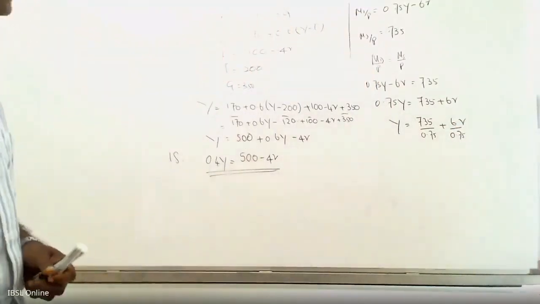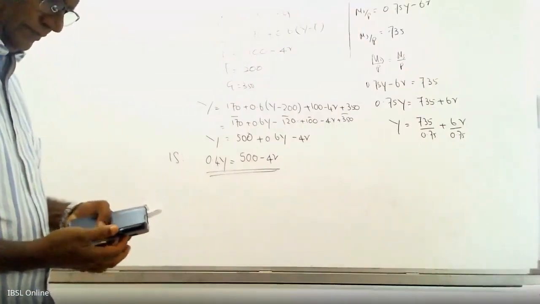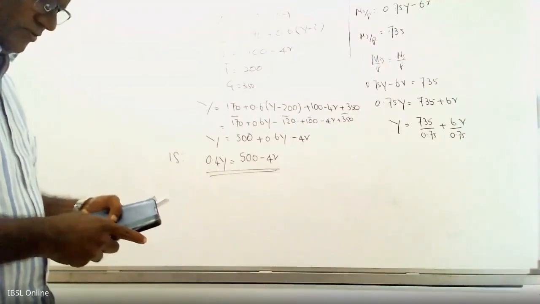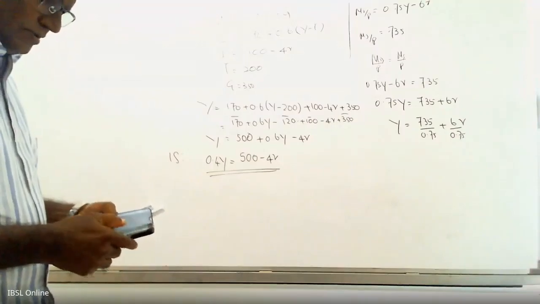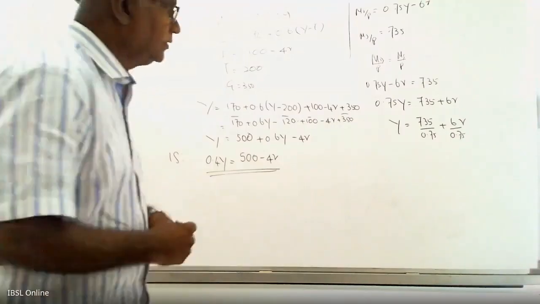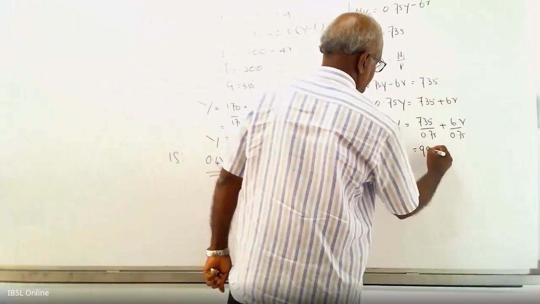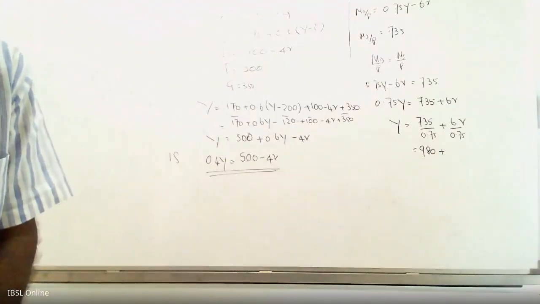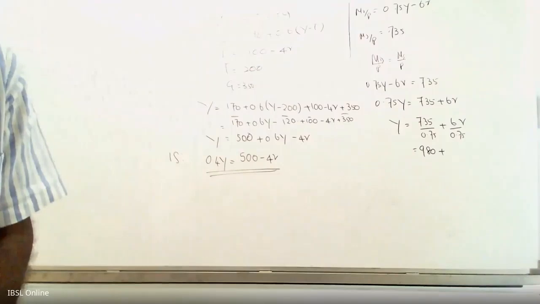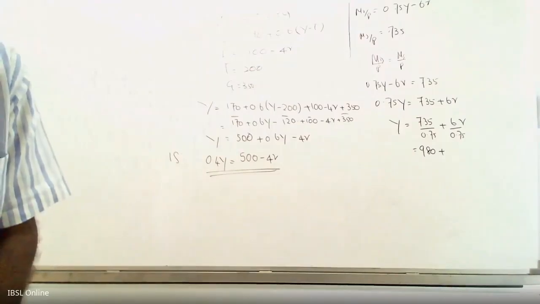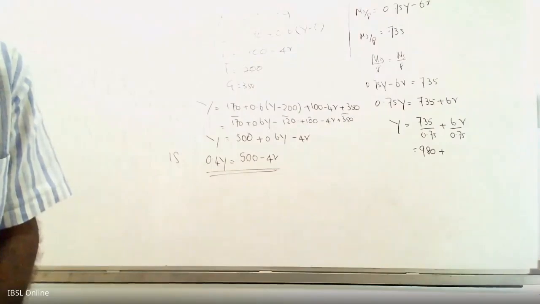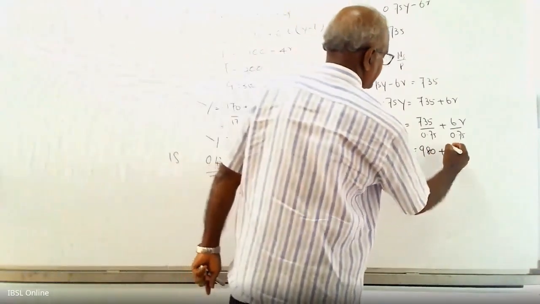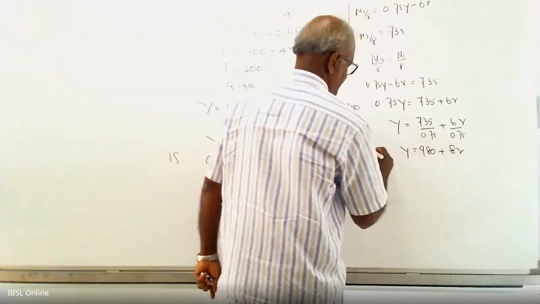To divide those numbers: 735 divided by 0.75 is 980, plus 6 divided by 0.75 is 8R. That is the LM curve.